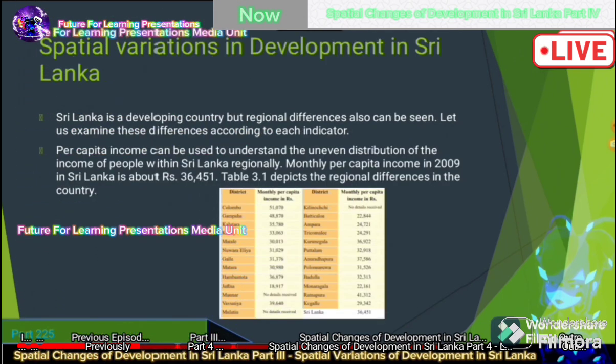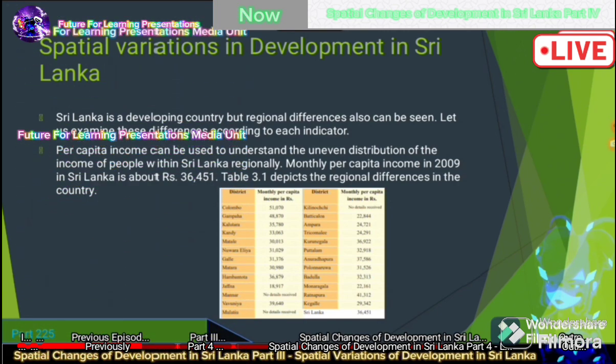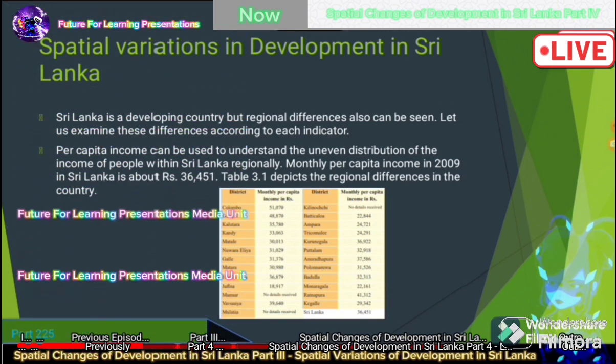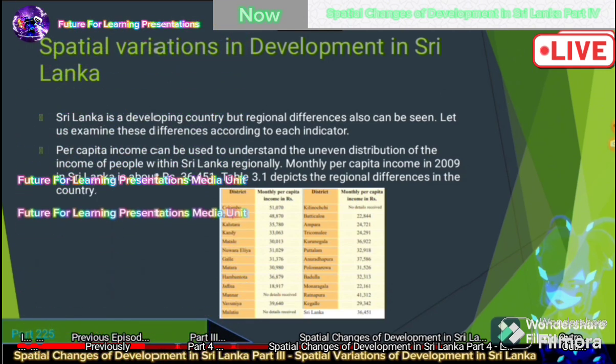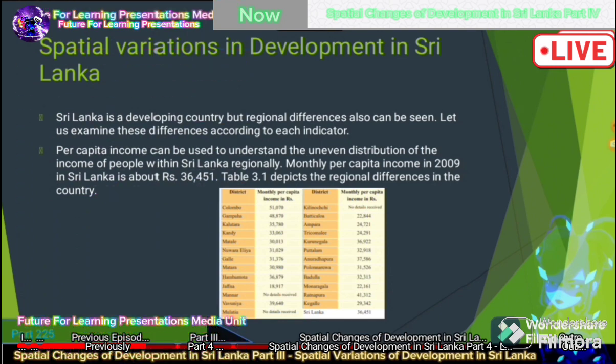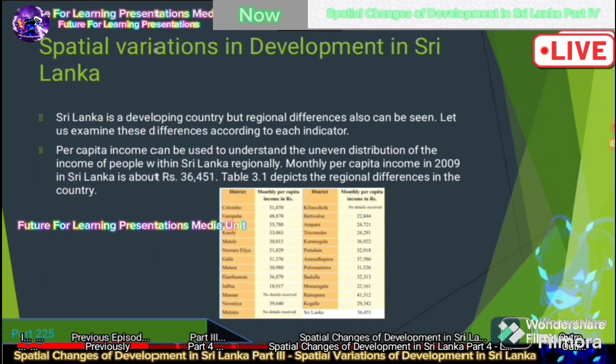Now let's take a look at spatial variations in Sri Lanka according to the economic indicator. Per capita income can be used to represent the economic level of the regions of Sri Lanka. Sri Lanka is the region of focus, so look at the income given here.